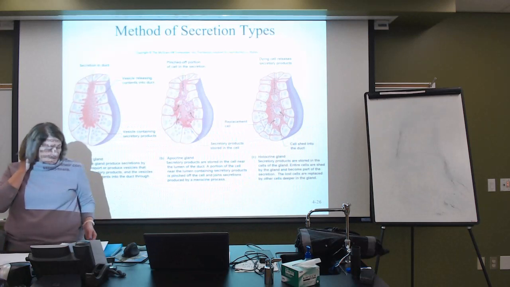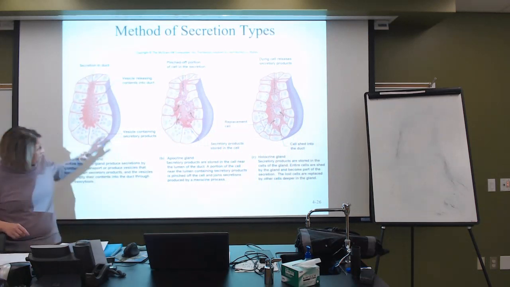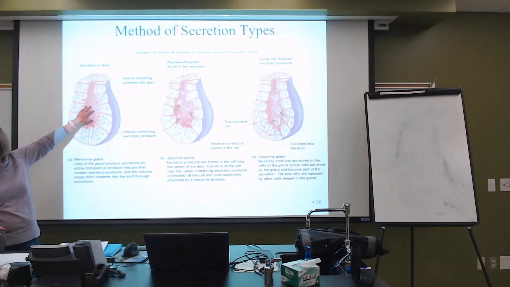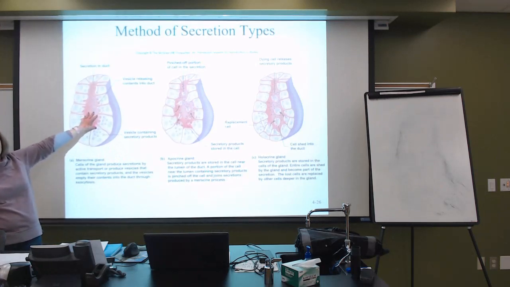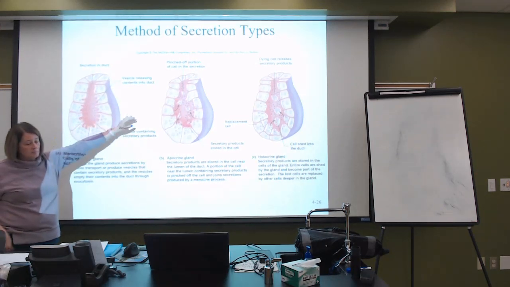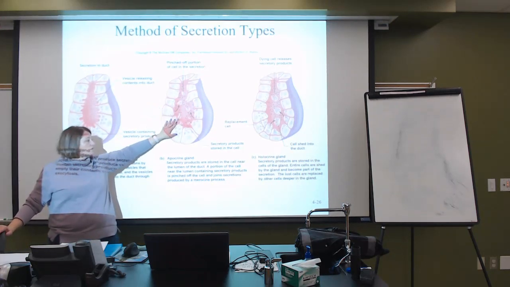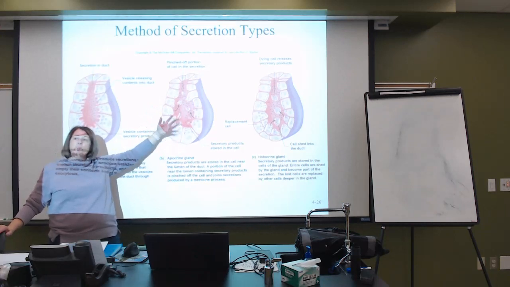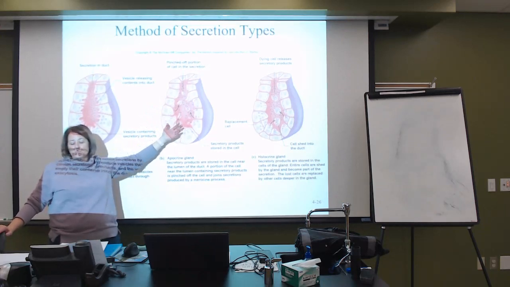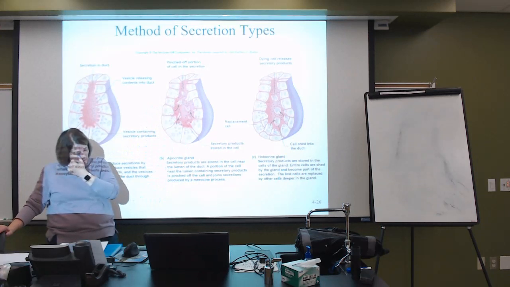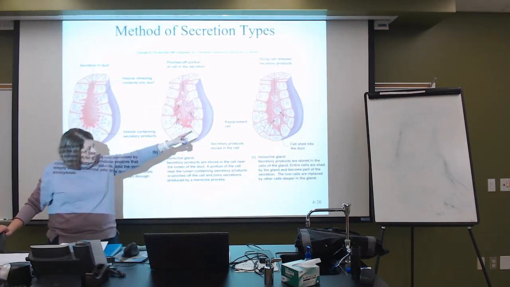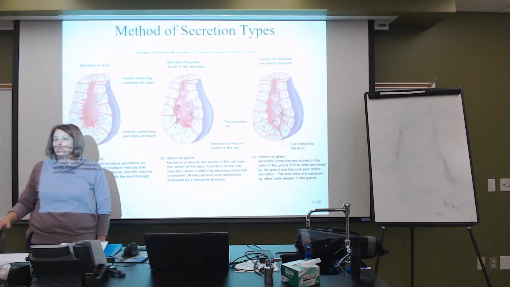As you look at those types of secretion, merocrine is mostly what happens with our sweat glands. Apocrine is mostly what would happen with a mammary gland. Holocrine, oil glands.